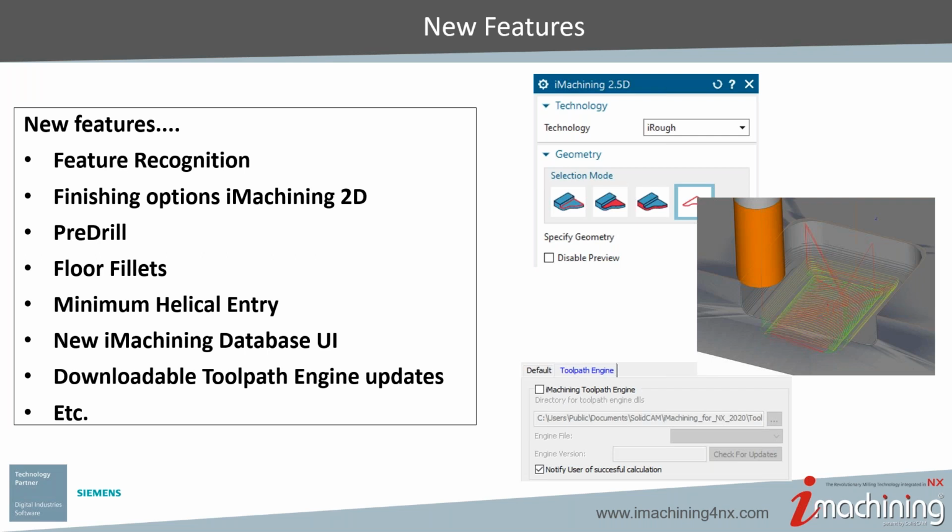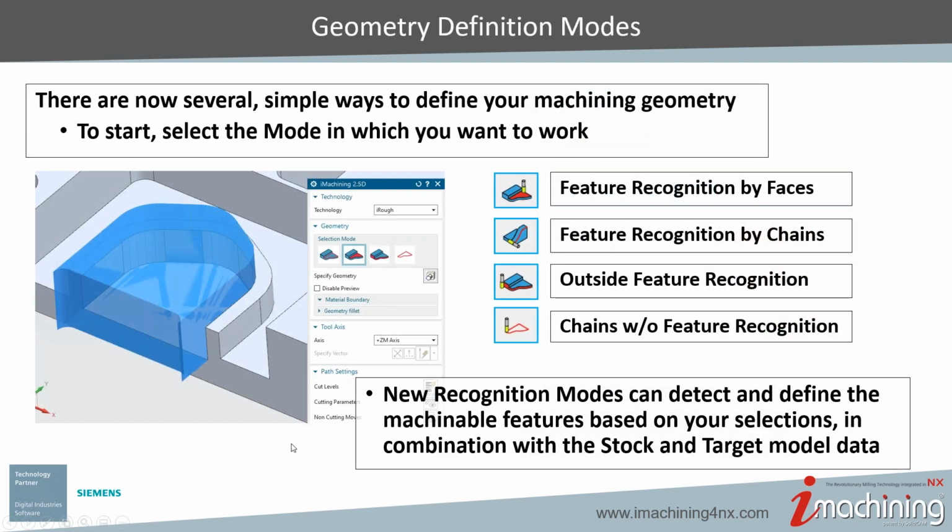We have our feature recognition code, finishing options, pre-drilling, floor fillets, a new database for iMachining, and downloadable toolpath engines. All these things are now new. The flagship feature that we've added is our geometry definition modes. I think this is really the biggest difference that you're going to notice when you open up iMachining for NX 2021 compared to the previous version. For the most part, everything else in the UI is going to look exactly the same because it's the same options, but the geometry definition modes are completely new.